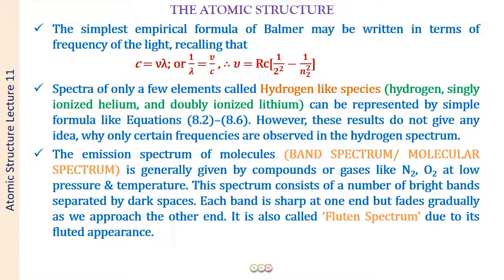Please do remember the emission spectrum of molecules, which we will call the molecular spectrum. This is a band spectrum, and this is generally given by compounds or gases like nitrogen, oxygen at low pressure and temperature. The spectrum consists of a number of bright bands separated by dark spaces. Each band is sharp at one end, but gradually fades as we approach the other end. So this is also called a fluted spectrum because of its fluted appearance.